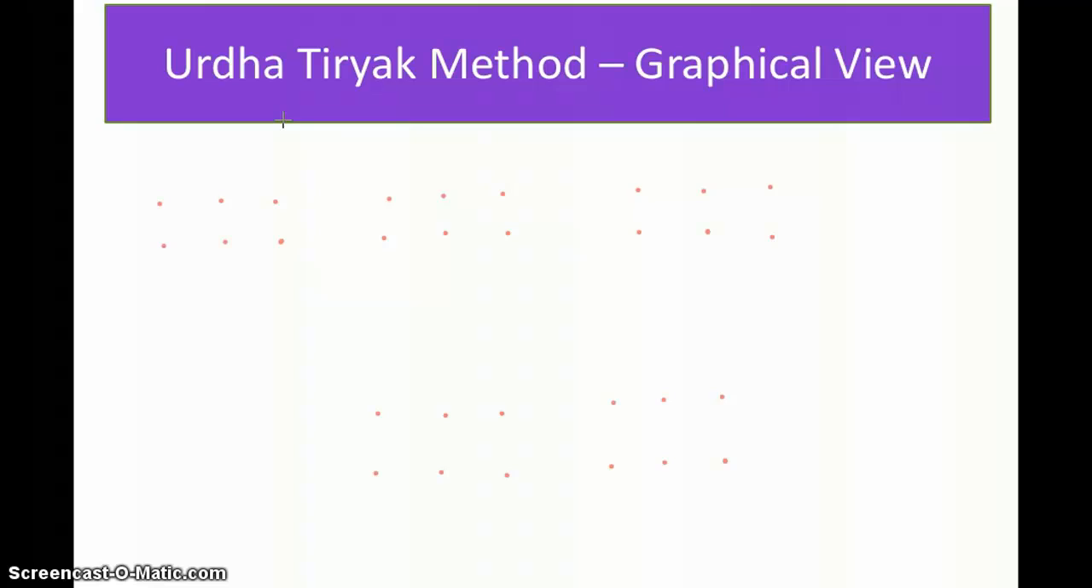So this session is going to cover some of the basic techniques using which we can multiply any numbers. There are no specific cases, we can multiply any numbers. As you can see here, we have told the method name as Urdha Tiryak method. Urdha means up and Tiryak means crosswise. That means this method involves something related to up and crosswise action among the numbers.